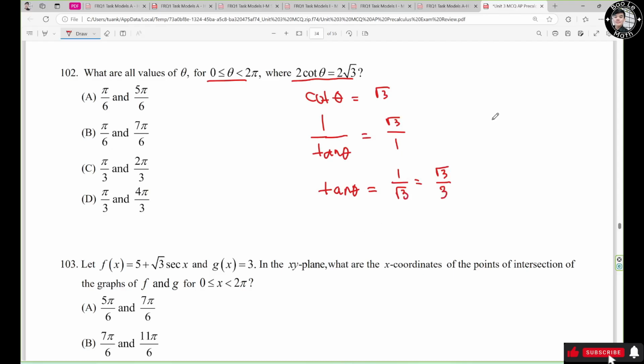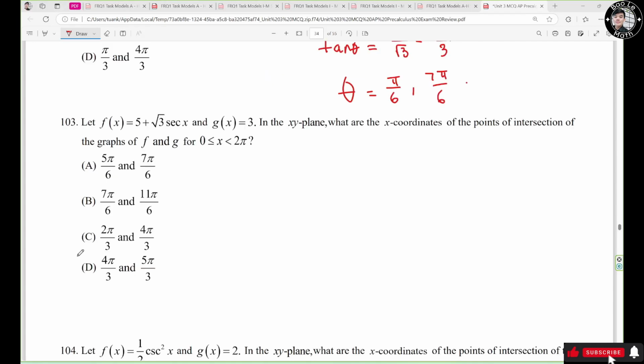Now, on the unit circle, you need to find the angle theta where tangent equals root 3 over 3, which means theta equals pi over 6 and 7 pi over 6. So the answer must be B. Now let's move on to question 103.